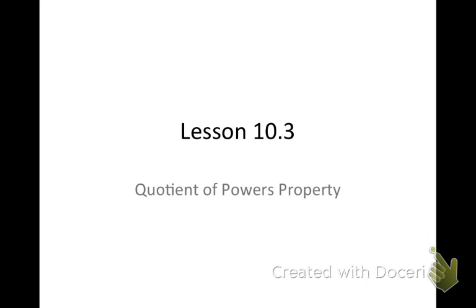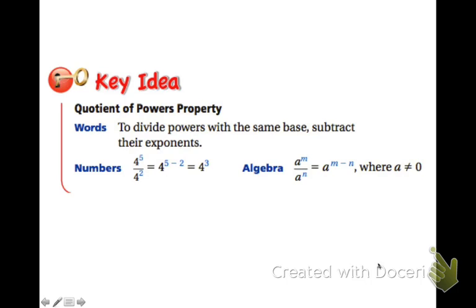Okay, this is going to be lesson 10.3, and we're going to be looking at the quotient of powers properties. The key idea here is that when you divide powers with the same base, you will simply subtract their exponents. So similar to what we did when we were multiplying them, right? We were adding the exponents. Now we're subtracting them, and I'll kind of show you why.